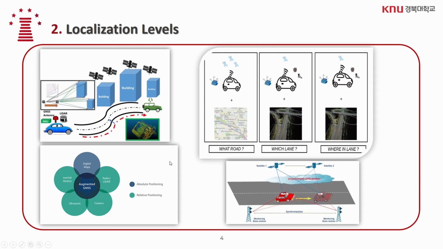In absolute positioning, mainly we talk about digital maps. The concept of maps comes in, and we create the map. From the map, we find where the vehicle is located. We also use the help of an augmented GNSS system. Then in the case of relative positioning, we consider many sensors, mainly radar or lidar or camera or ultrasonics or inertial motion, mainly the IMU sensor.